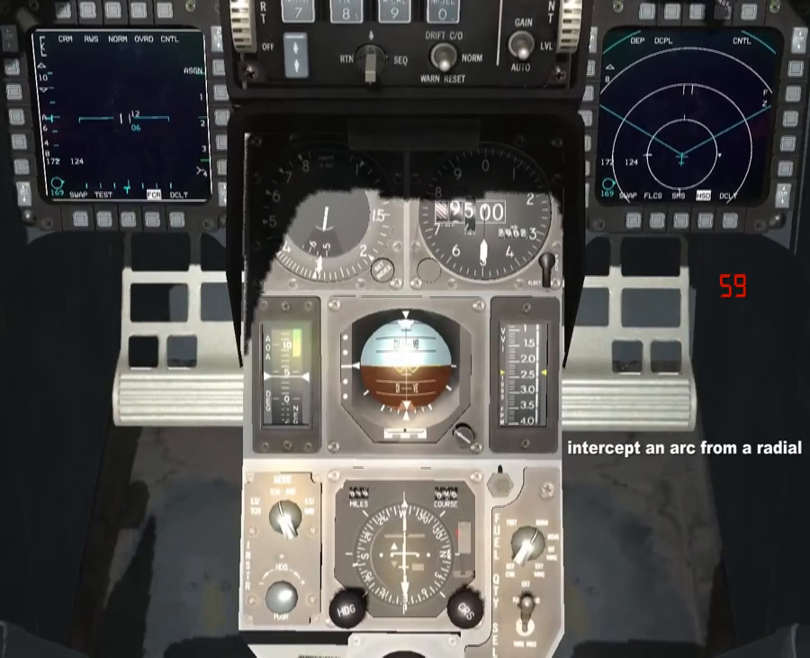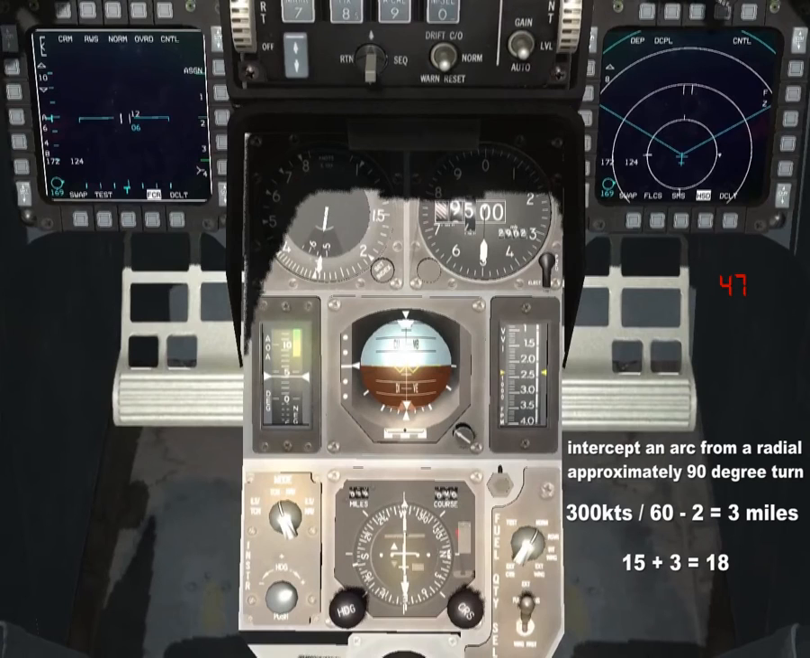We want to intercept an arc from a radial. It's approximately a 90-degree turn. We divide our speed, 300 knots, by 60, and we subtract 2. That gives us 3. In our case, at 18 miles, we have to start our turn to intercept the arc. Simple, isn't it? Okay, one more time.